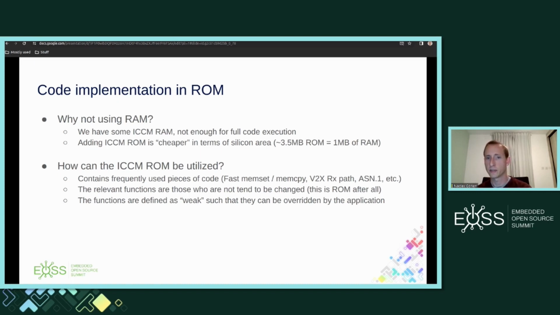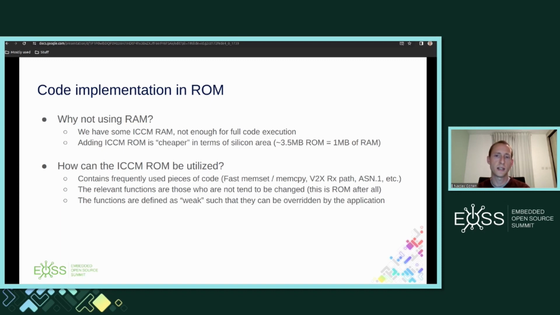The chip designers didn't like the idea of adding more RAM, but ROM is cheaper in terms of silicon area, so it was suggested as an alternative. As you can see, 1 megabyte of RAM and 3.5 megabytes of ROM equal the same silicon area.